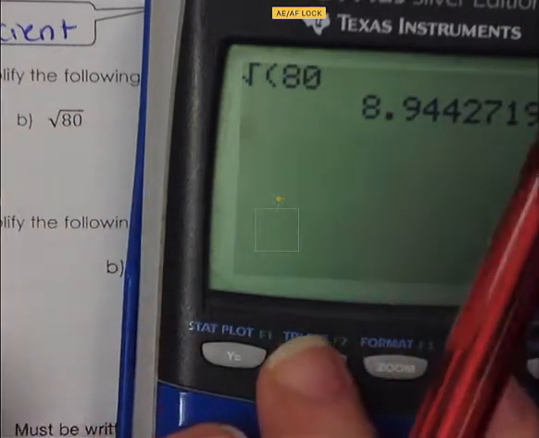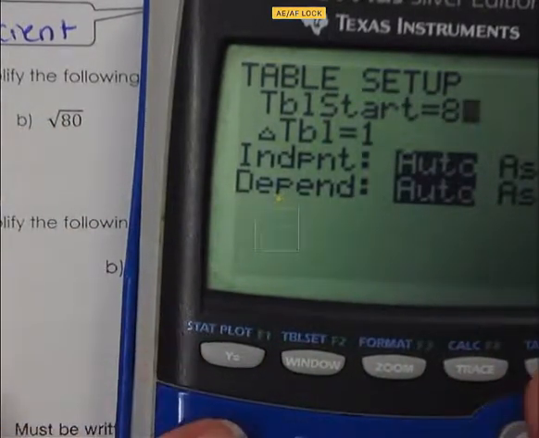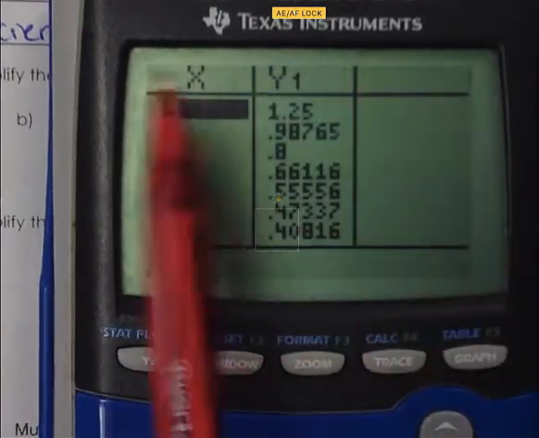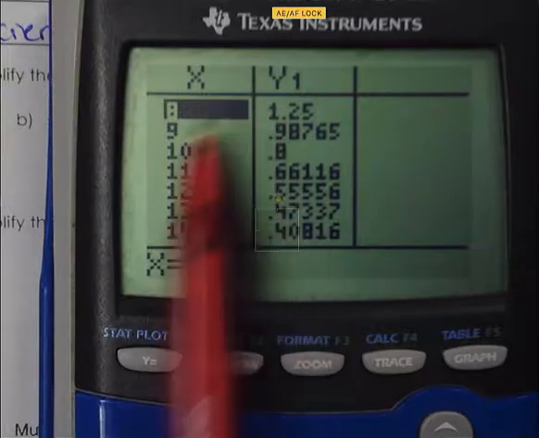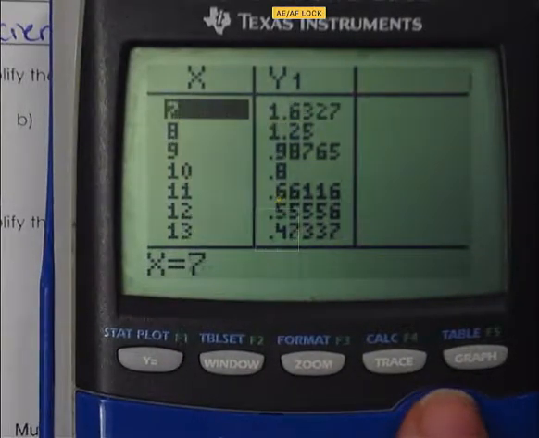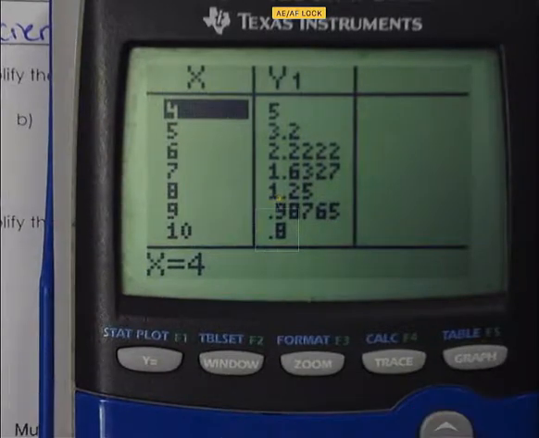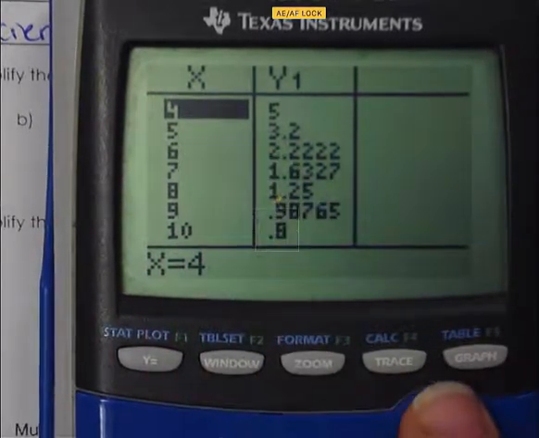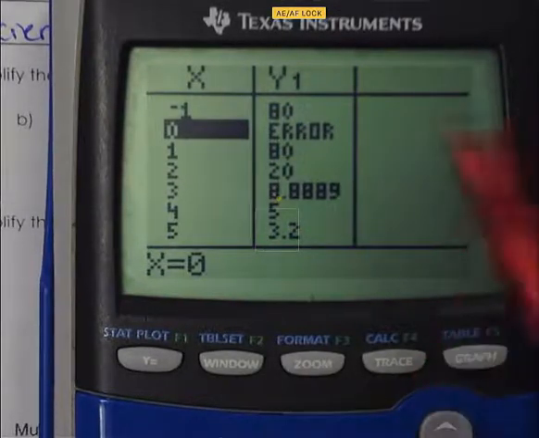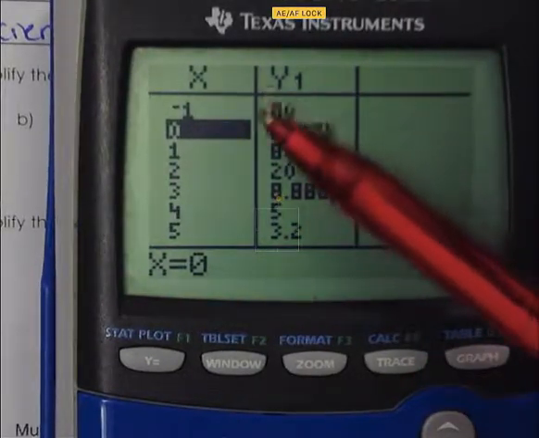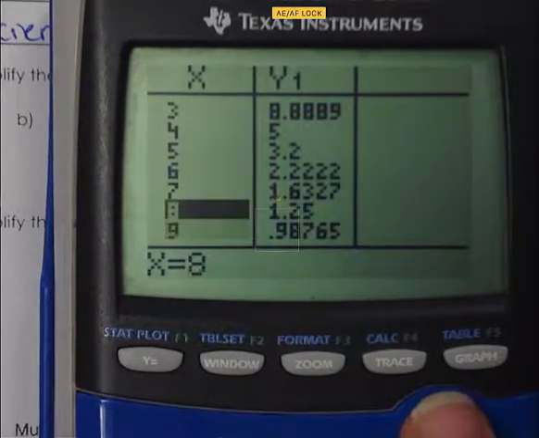So we're going to go to our second window. We're going to start it at 8. We'll go to our table, second table. Now again, we're going to go up until we find our first. Both of them have to be whole numbers. Go up, nope, nope, nope, yes. And please understand that you cannot have it in the negatives, okay?